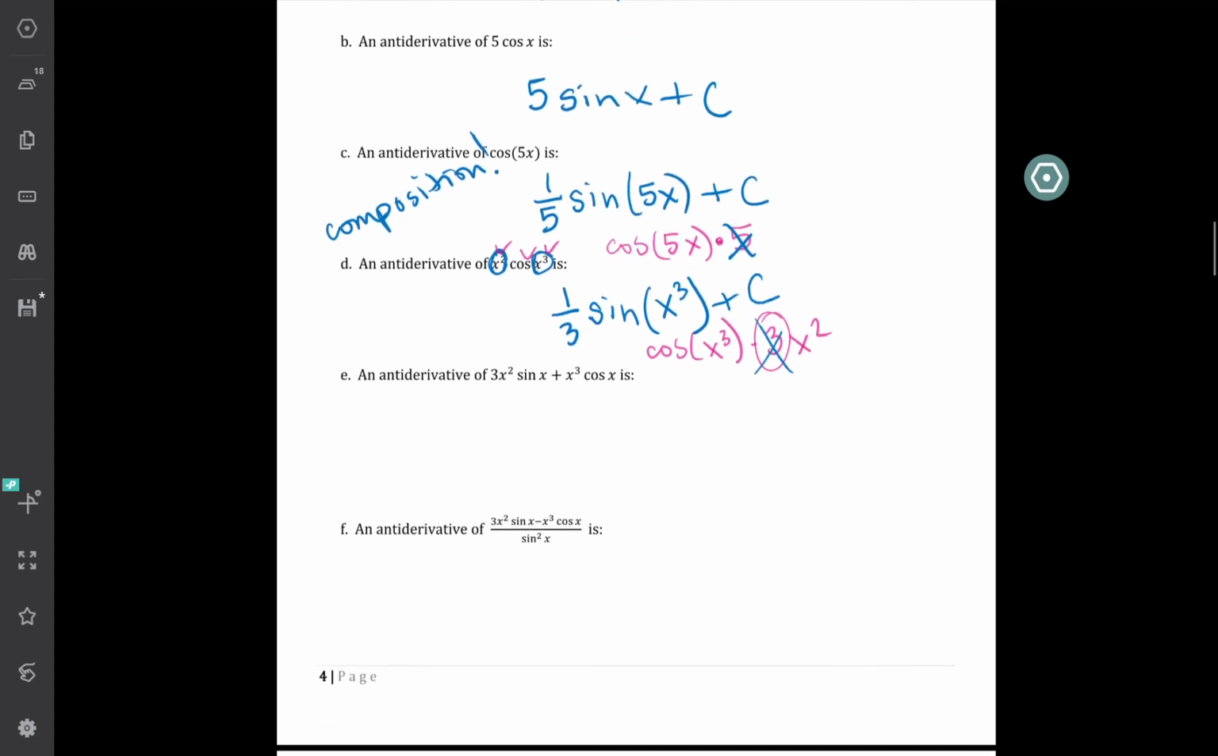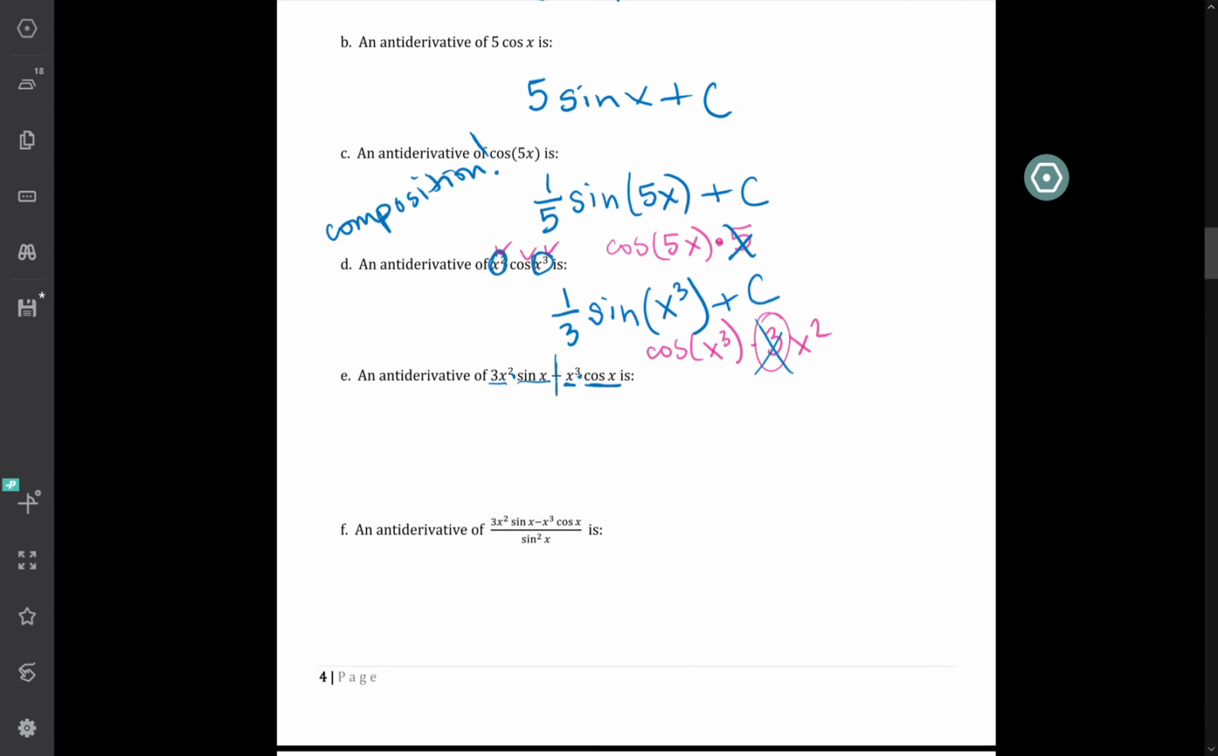The next one is even messier, but notice this time I do have products. In fact, I have 2 of them, but I don't see that chain rule thing. I see sine x multiplied by 3x squared. There's no composition in that. That's just a basic function multiplied by a totally unrelated basic function. And then the same thing over here. I have a basic function multiplied by a totally unrelated basic function.